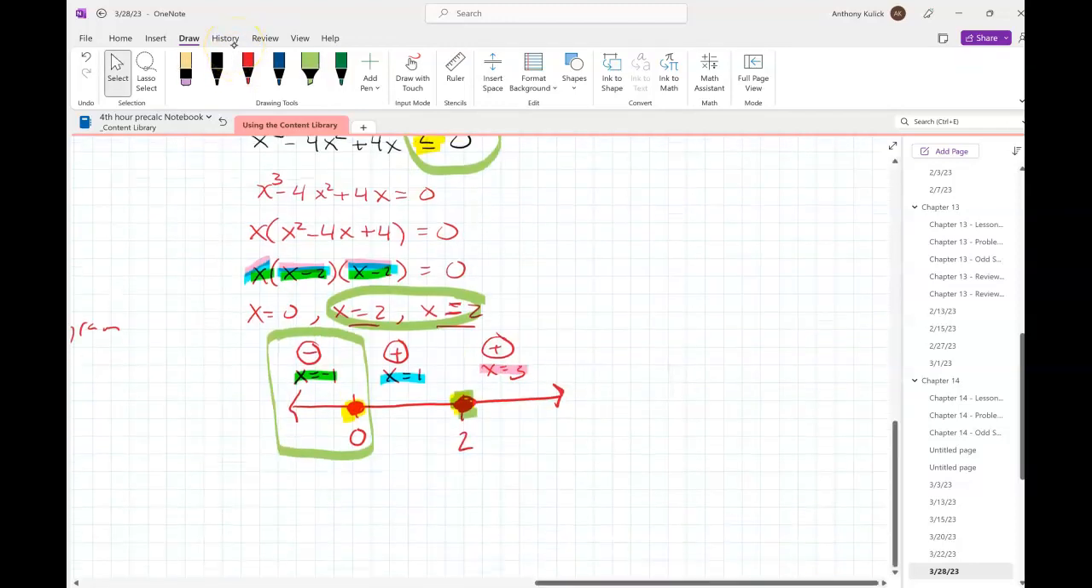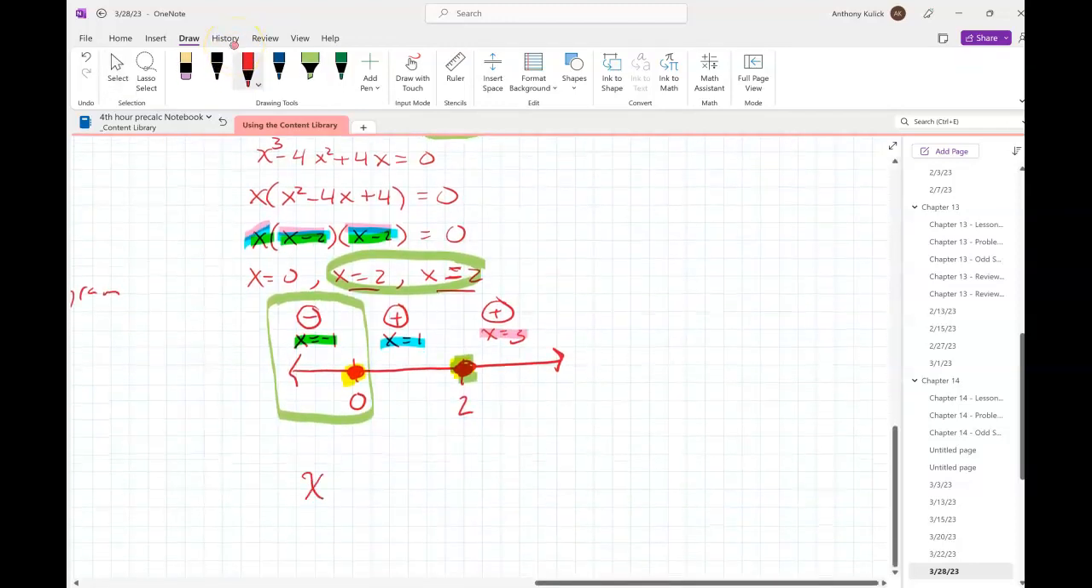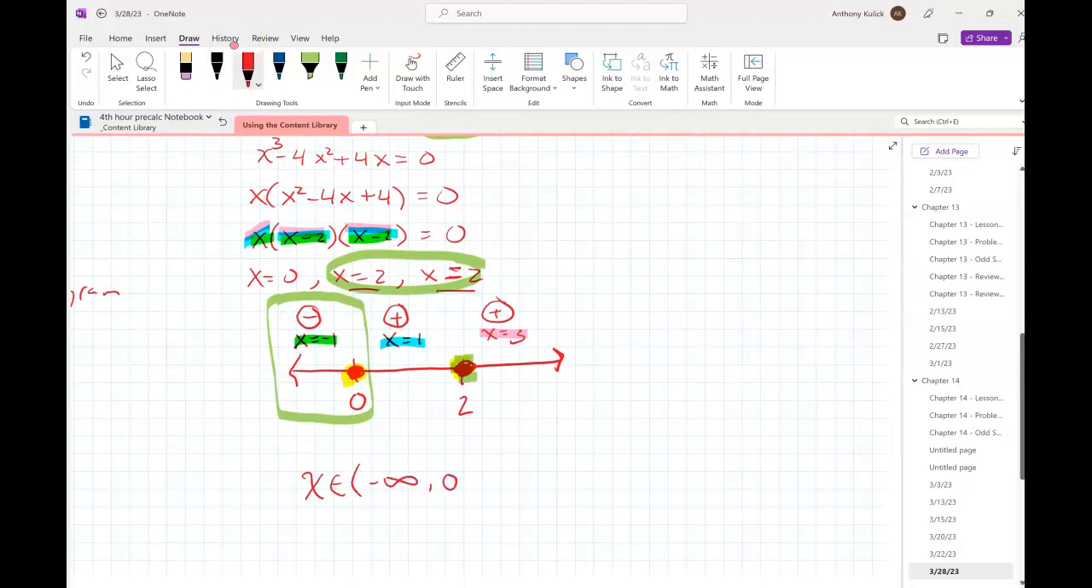So how do I write that as an interval? Well, I do negative infinity to 0 with a bracket. Why did I get a bracket here? Right. I used a filled-in circle because it was less than or equal to.